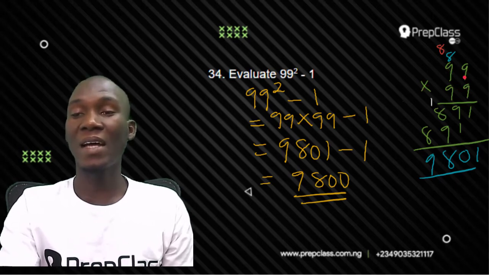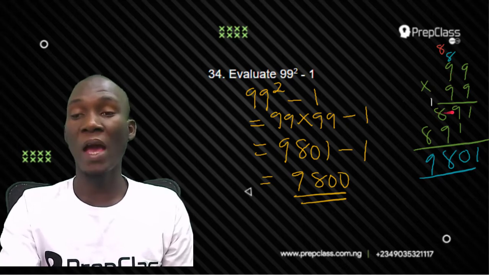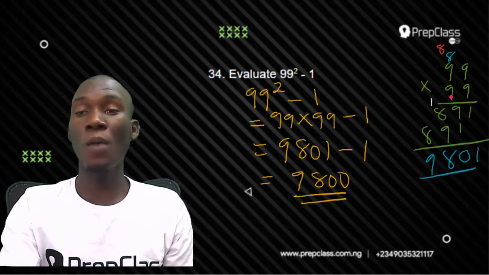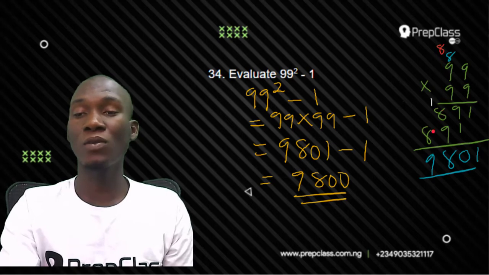9 times 9, that is 81. We write 1, we carry 8. 9 will multiply the second 9. 9 times 9, 81. 81 plus the 8 we carried, that is 89. So we have 89 here. We move to the next 9. 9 times 9, 81. Write 1, carry 8. We multiply again. 9 times 9, 81. 81 plus the 8 we carried, that is 89.